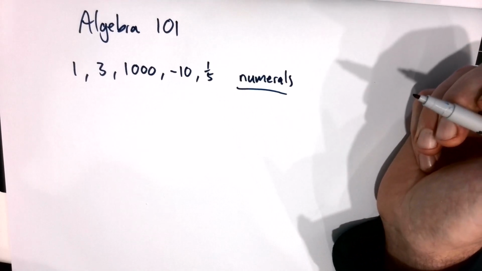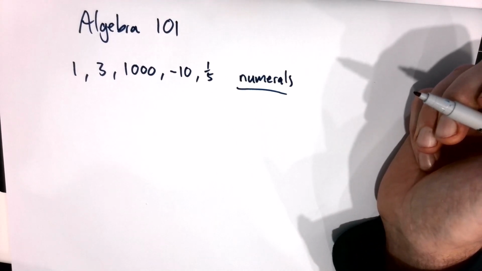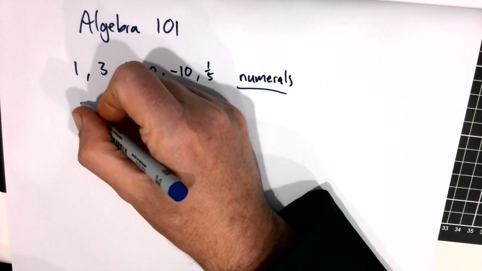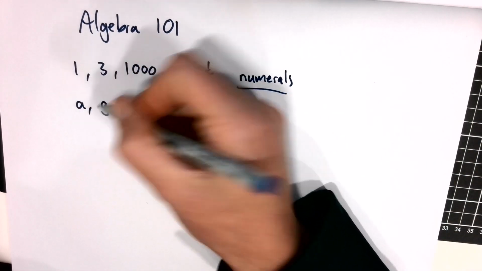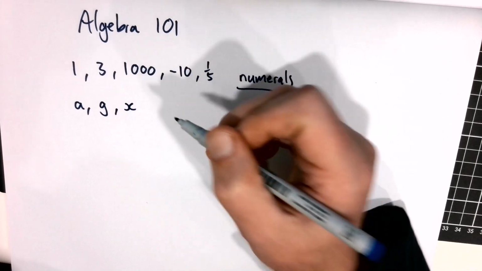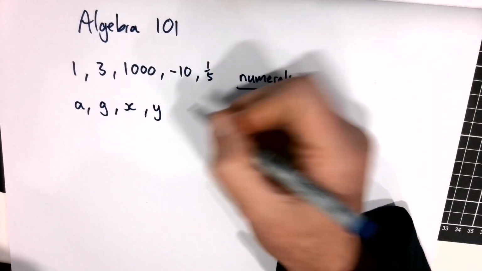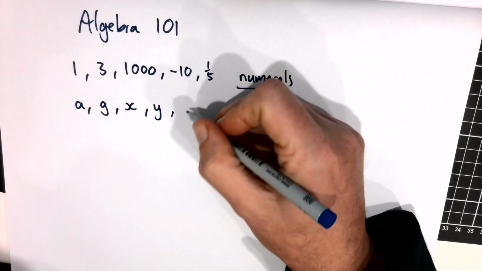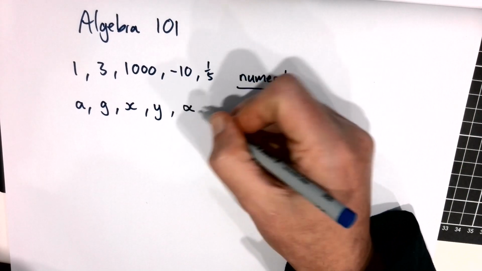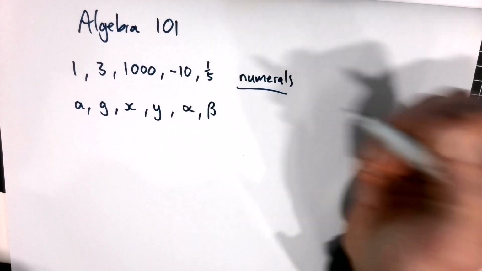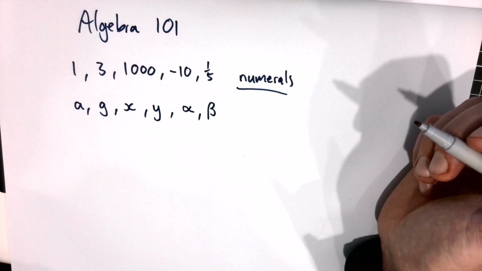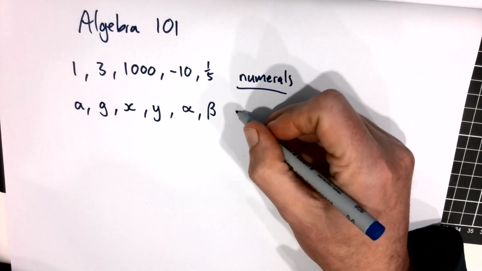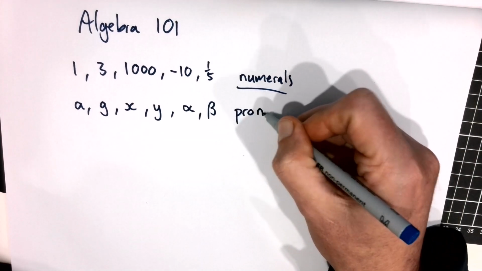This shouldn't be a surprise to you. You've heard that word before, I'm sure. Numerals, numbers. We also have A, G, X, Y. What else could it be? Could be alpha, could be beta, could be Greek letters, can be all sorts of things, right? These are called pronumerals.